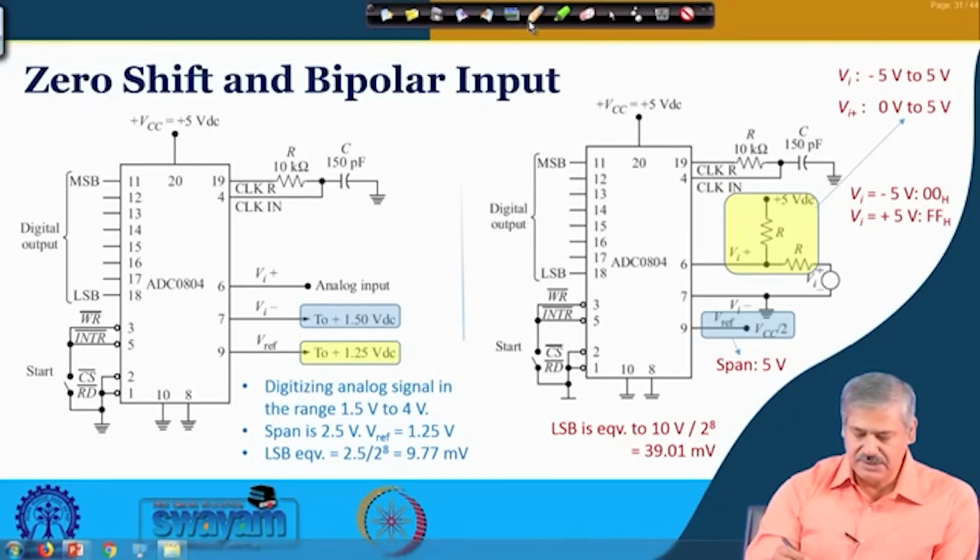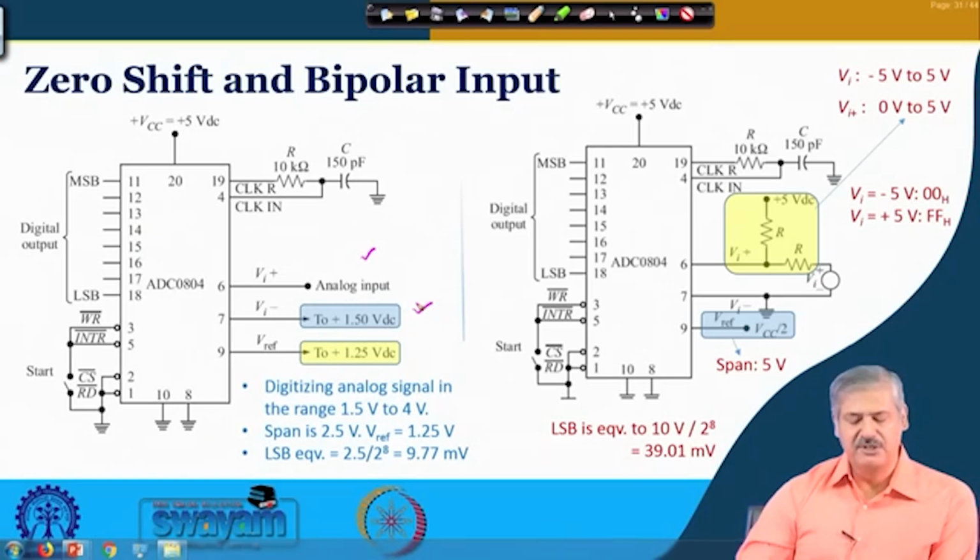Here this is your analog input, right. Now, this is connected to 1.5 volt. V reference is 1.25 volt, so V reference is 1.25 volt means the span is twice of that. So, 2.5 volt is this span, right.